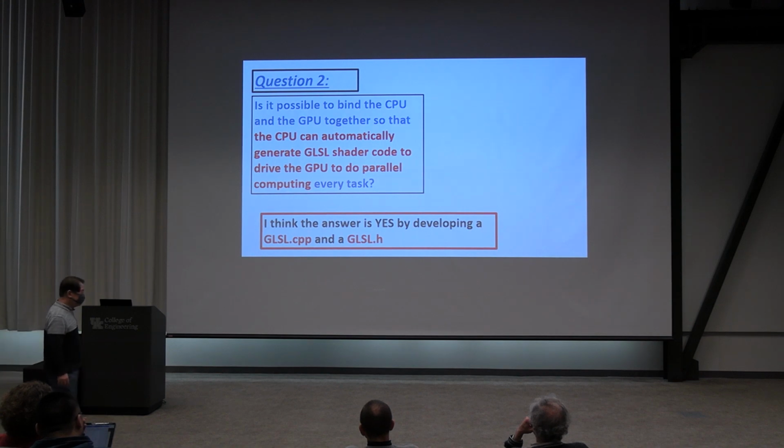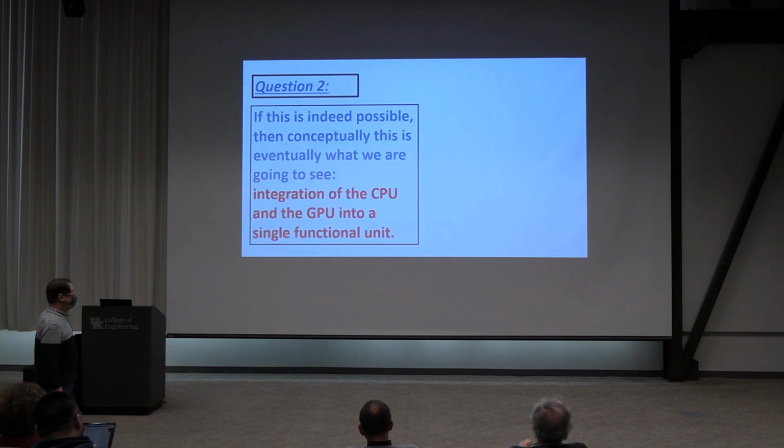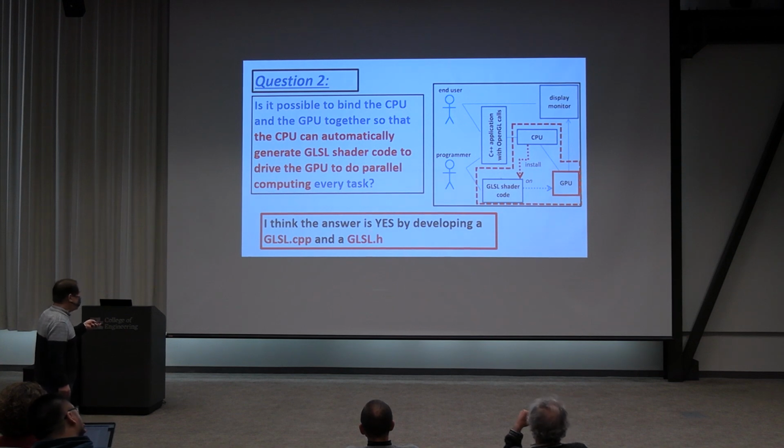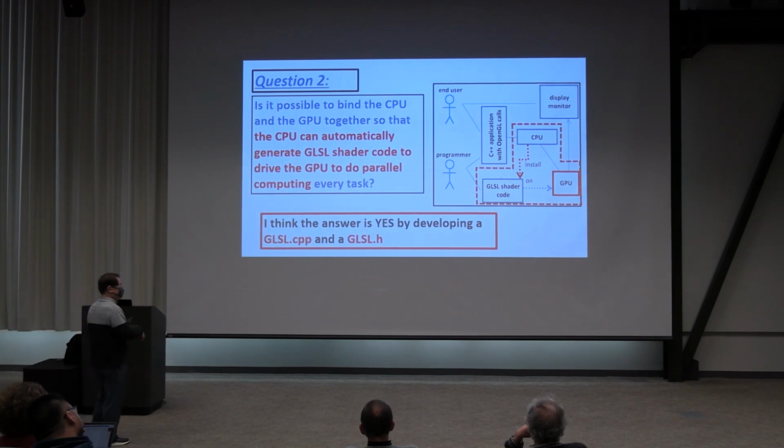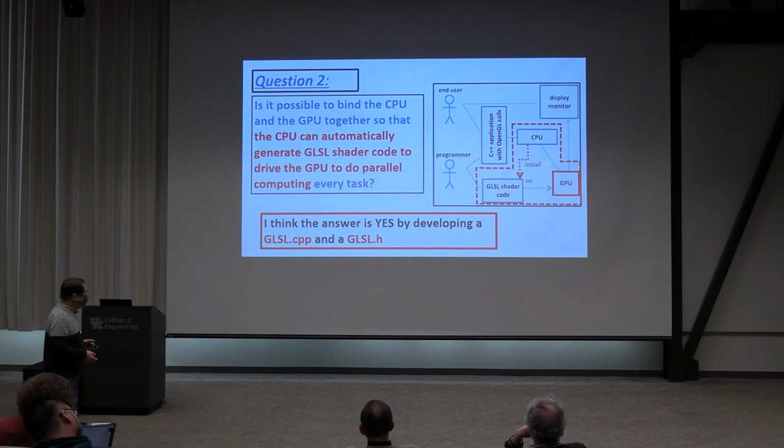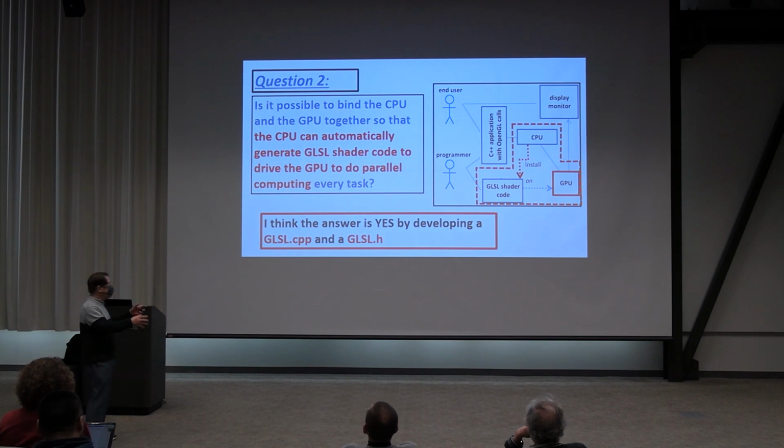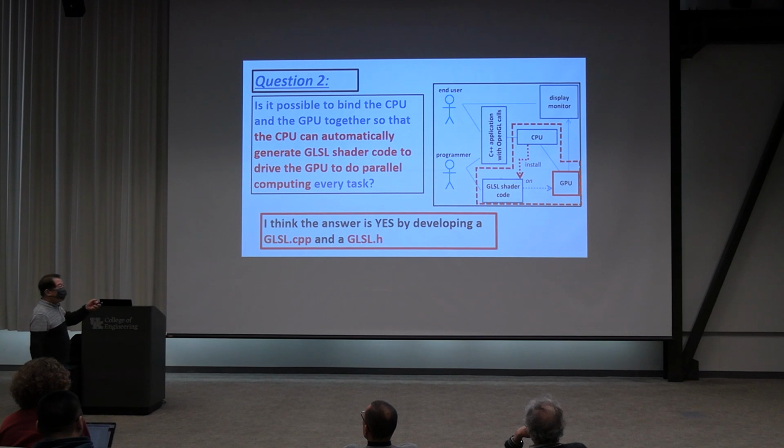I think the answer is yes, if we can develop a GLSL.cpp library and a GLSL.h header. If we can generate a library and header file powerful enough so that each time you write a C++ program, that program will automatically be translated into some compute shader program, some vertex shader program, and some fragment shader program, and then be sent to the GPU to do the execution of the original task specified by your C++ program.